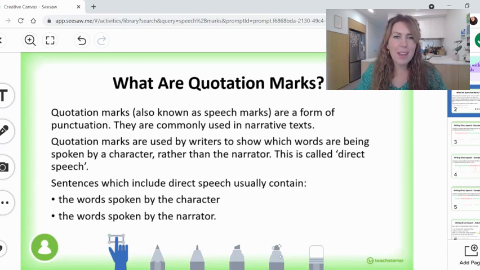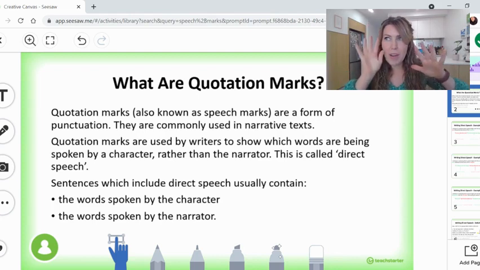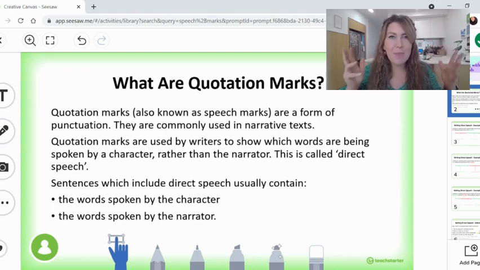They're used by writers to show the words that are being spoken by a character rather than the narrator in the story. That's why it's called direct speech, because it's the things that the characters are directly saying. Sentences which usually include direct speech have the words spoken by the character and the words from the narrator, because we need to know who's saying it. As the reader visualizes which character is saying which part of the speech, they need to know who said it so they can visualize well.